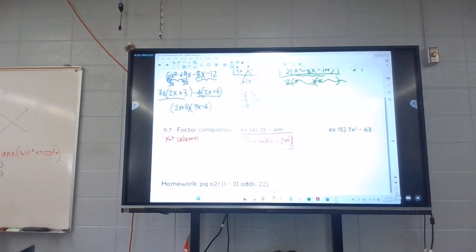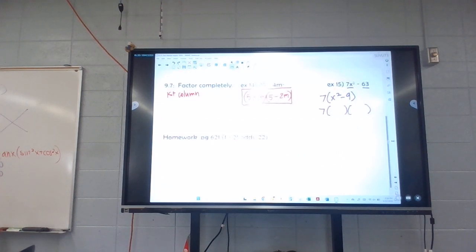All right, our last one here. Now 7 is not a perfect square, nor is 63. So we have to remember that we can do something first. What can they both be divided by? 7. So take out that 7 first. Once I take the 7 out, then this problem does become a difference of squares. So I want to multiply to get x squared. So it'll be x and x. I want to multiply to get -9. +3 and -3. Very good.